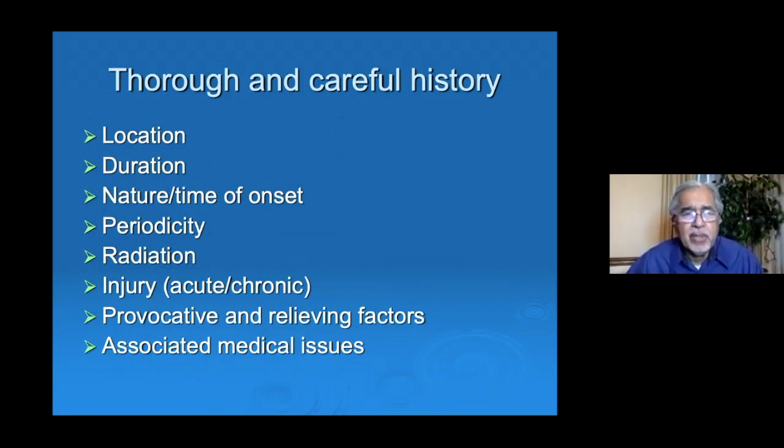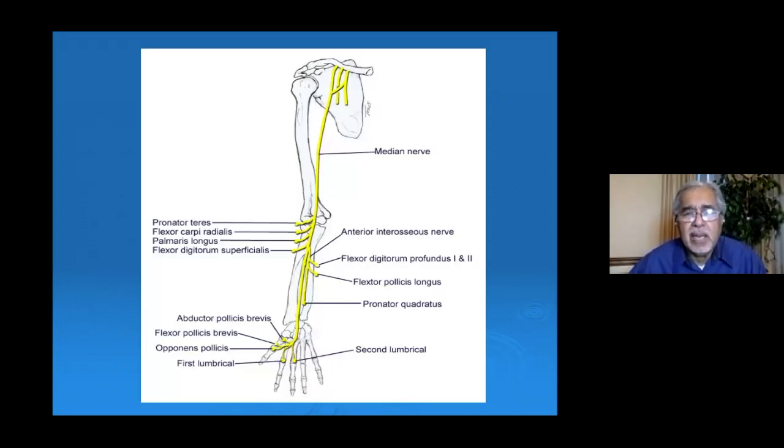Now, again, we need to know a careful story about location, duration, nature and time of onset, periodicity, where it radiates to, injury, acute or chronic, and provocative or relieving factors or associated medical issues. This information should be with us because it will help us to make a diagnosis in a comprehensive way.